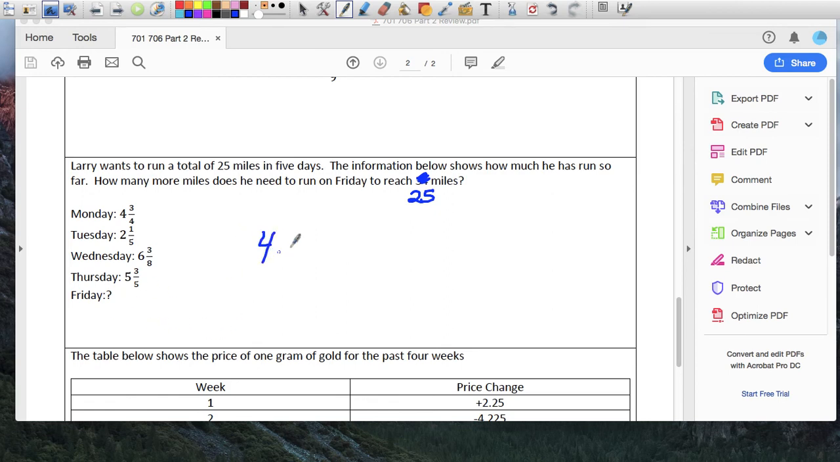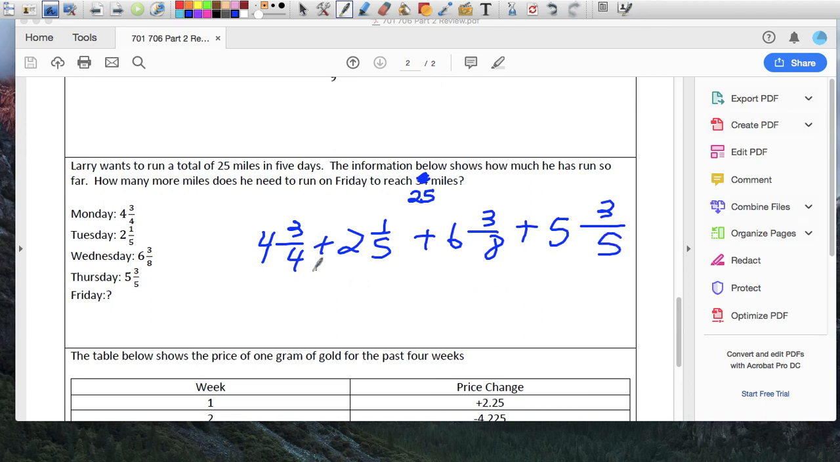So let's add what we have: 4 3/4 plus 2 1/5 plus 6 3/8 plus 5 3/5. The LCM, and it works out, is going to be 40. So everything changes to 40.